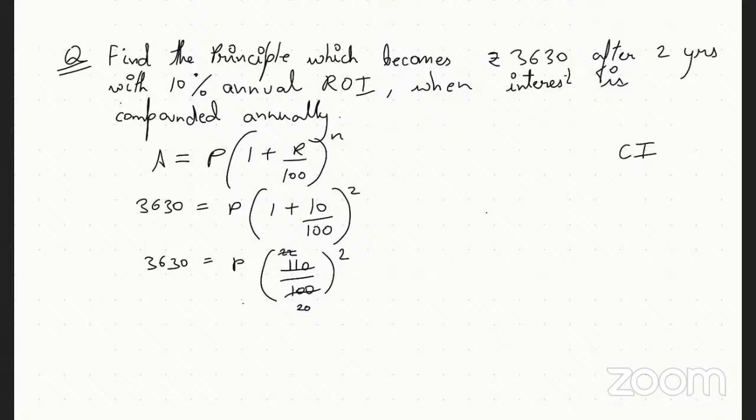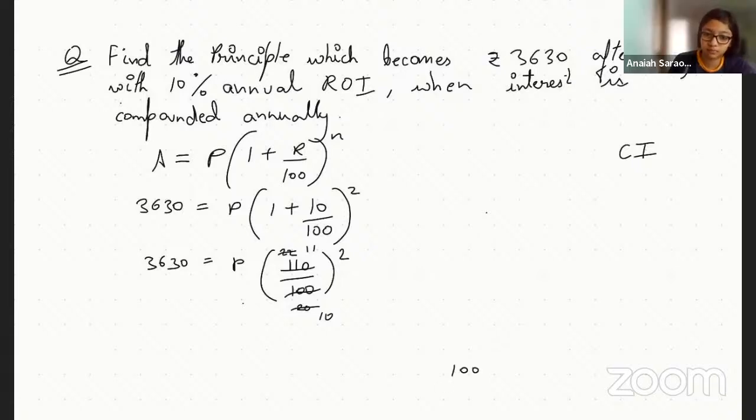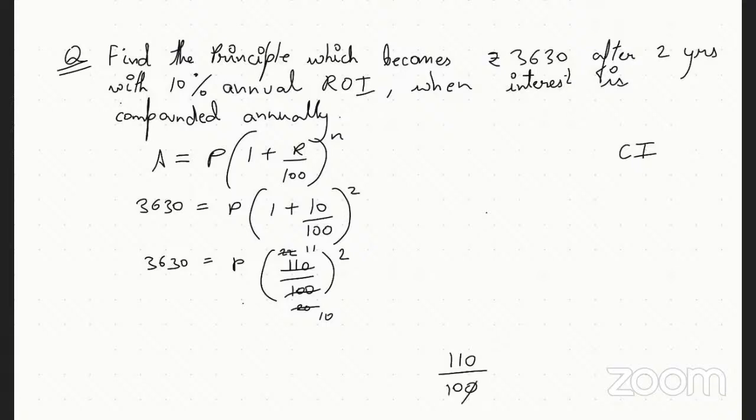So we will get 11 by 10. Or you can just directly cancel the zeros, the short form also: 110 by 100, cancel the 0 with 0, so you will get 11 by 10. Same thing. Anything you can follow. Now I'm having 11 by 10 raised to the power 2.